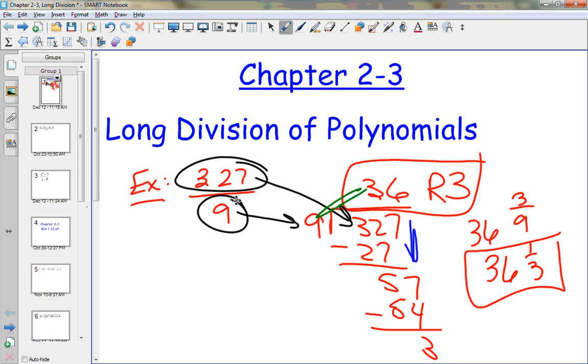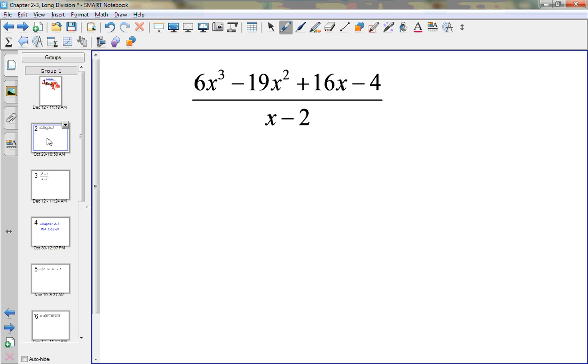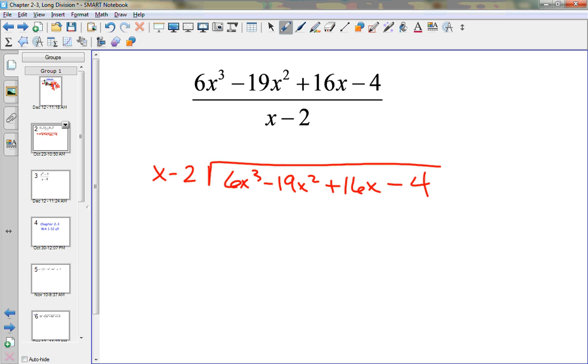Yes? Okay, great. Because now we're going to do polynomials. Okay? So this is not a big deal because the denominator goes where? On the outside. What goes on the inside? The top, 6x cubed minus 19x squared plus 16x minus 4.